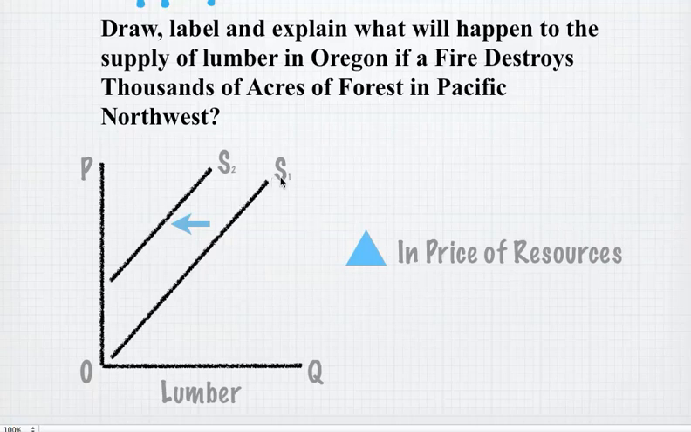So, supply would shift to the left, S1 to S2, because you're going to now charge more for the wood that's available, the one that's still there. So it's a change in the price of resources, supply shifting to the left for lumber because of that fire. And remember, I talked earlier in the earlier video about change of prices of resources also includes natural disasters.